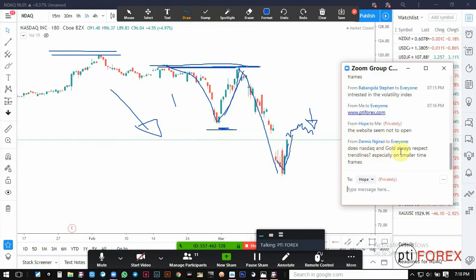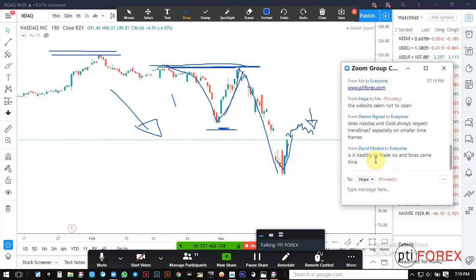Does Nasdaq and gold always respect trend lines, especially on the smaller time frames? In terms of respecting trend lines, it is not always that manner, but it respects psychology, because price action was formed from psychology. Let's not put it as just trend lines, but let us say psychology. So it does respect trading psychology, the basic price action. So you can trade it with price action.